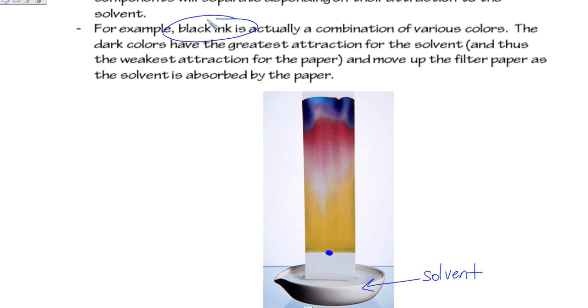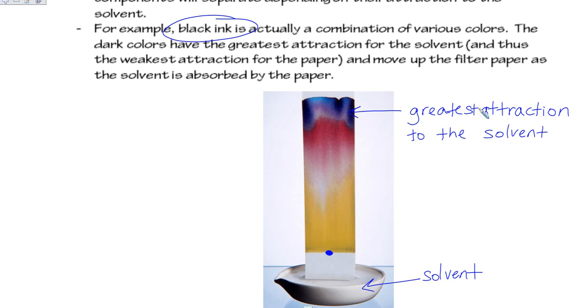So I can tell here that whatever particles travel the farthest, these particles had the greatest attraction to the solvent. So it could be like a mixture of dyes, and I can see that the yellow dye is deposited right away, and then came the red dyes. But the darker colors, maybe the blues or purples, those dyes have the greatest attraction to the solvent, and those will be deposited toward the top of the sheet.